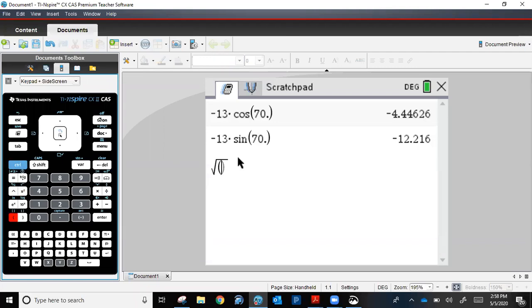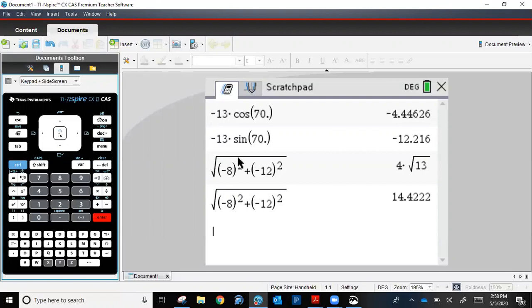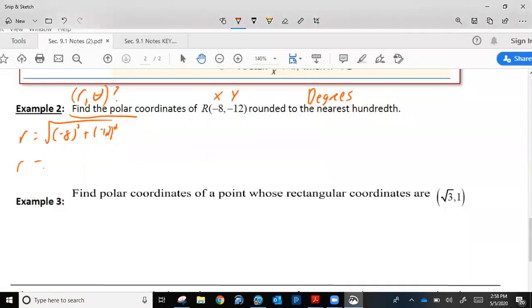Radical -8 squared plus -12 squared. That's going to get us, well, I wanted this in decimal form, 14.42 for the radius. And then my angle is the inverse tangent of my y value of -12 over my x value of -8.